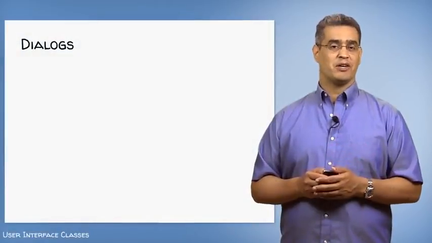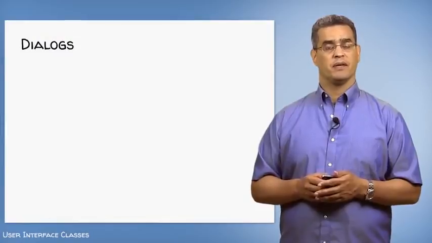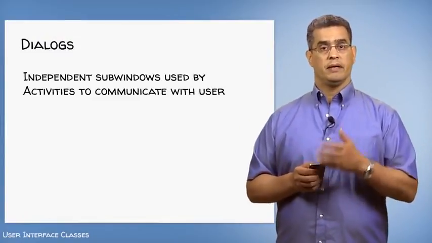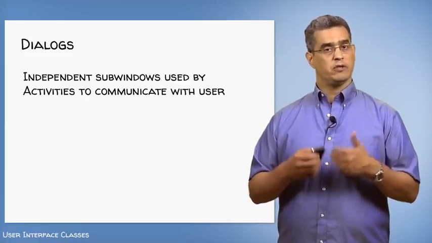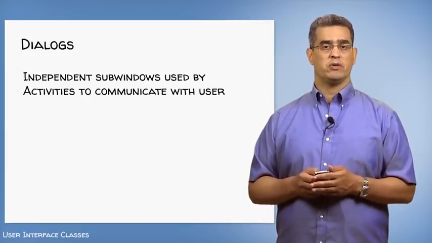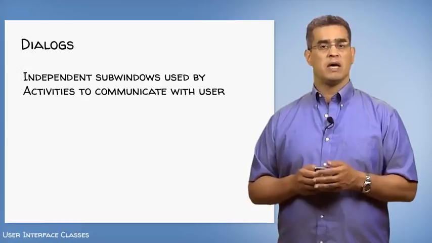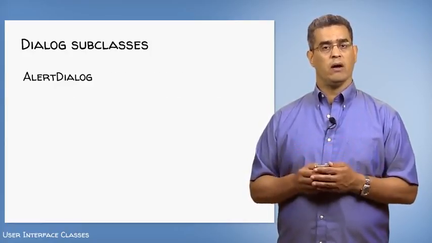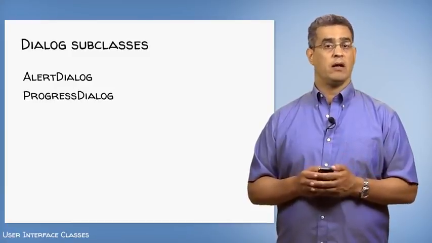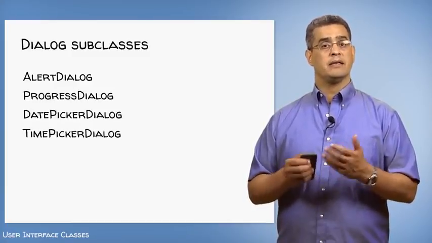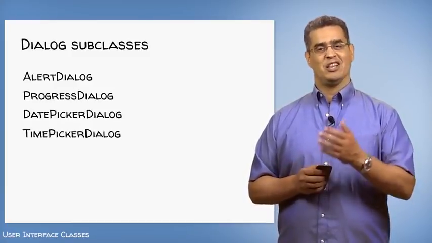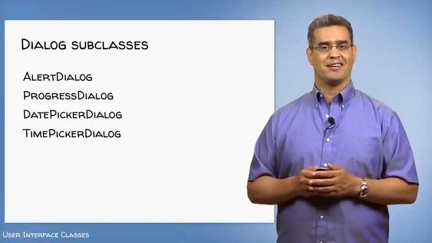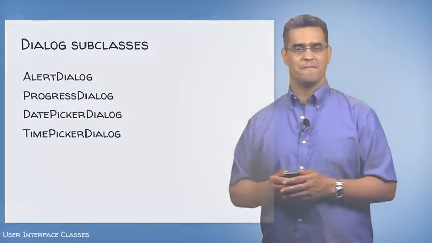The last thing I want to discuss are dialogs. A dialog is a kind of independent subwindow that is used by an activity for short communications with users. Some dialog classes provided by Android include the alert dialog, the progress dialog, and the date and time picker dialogs. Let's look at a sample application that uses both the alert dialog and the progress dialog.